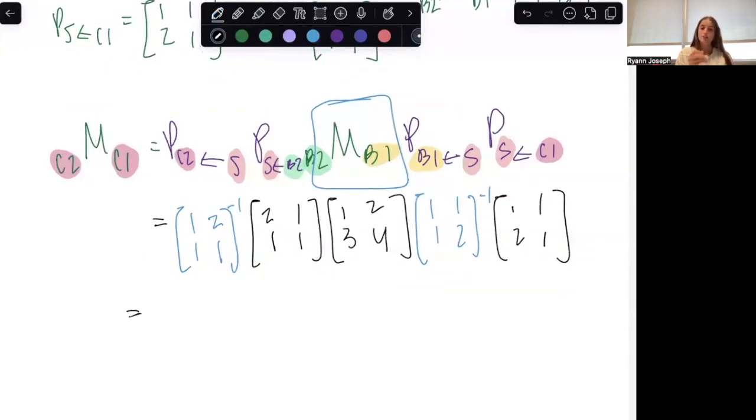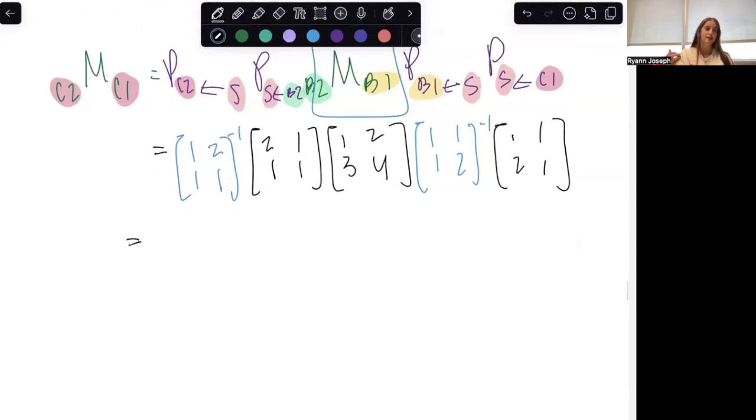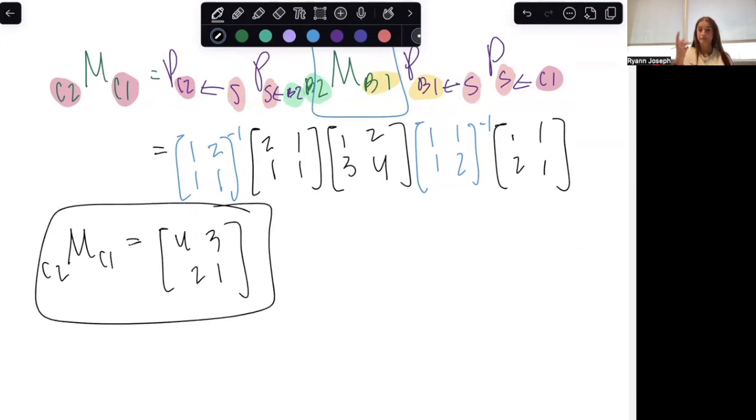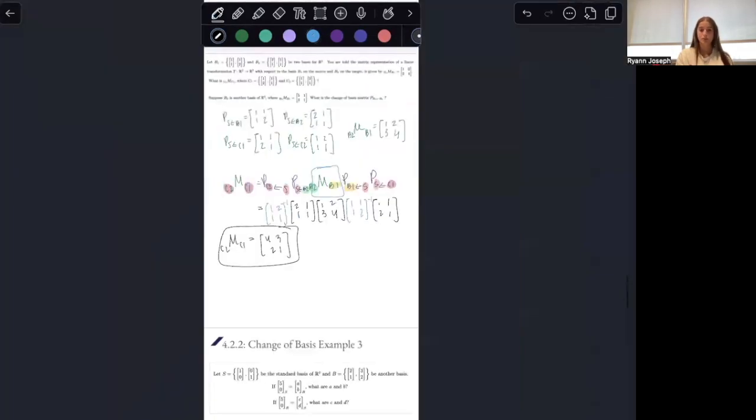So doing all of this matrix multiplication behind the scenes, again, I really recommend practicing this to practice your matrix multiplication, but it's a bit of a waste of time for us right now. I can do all this computation, and then I will get my matrix C1 to C2, so the same linear transformation, but with respect to two different bases, and I get that to be 4, 3, 2, 1. And that's my answer.